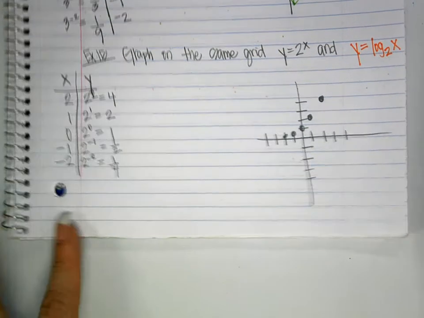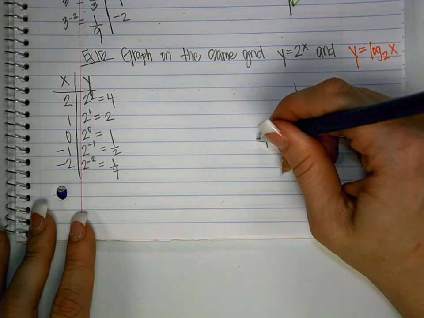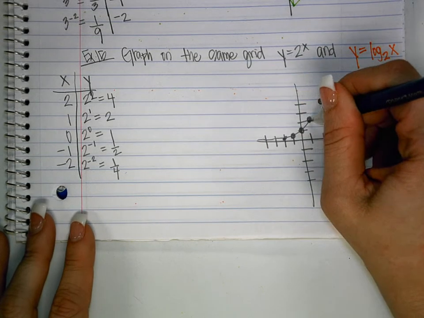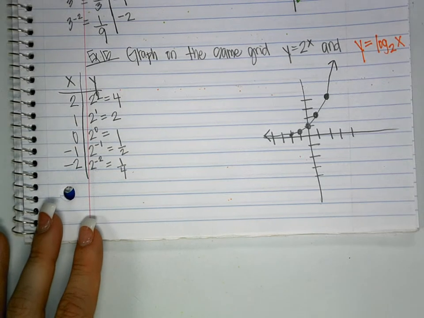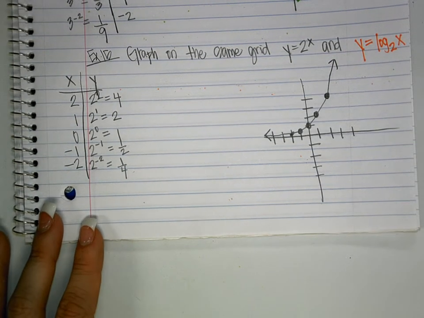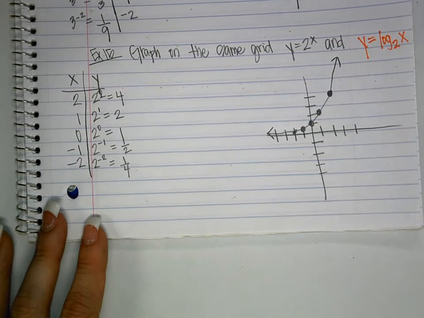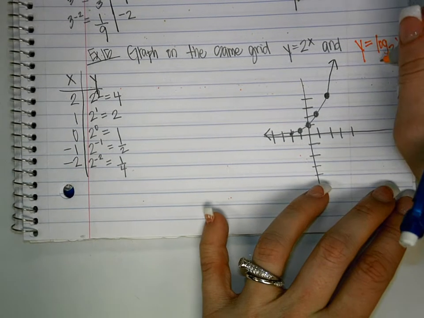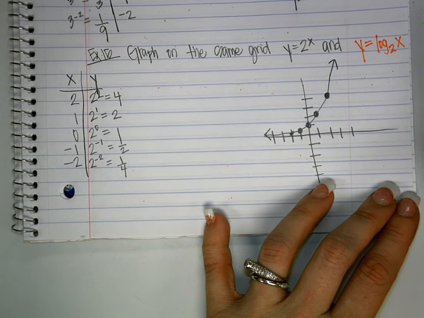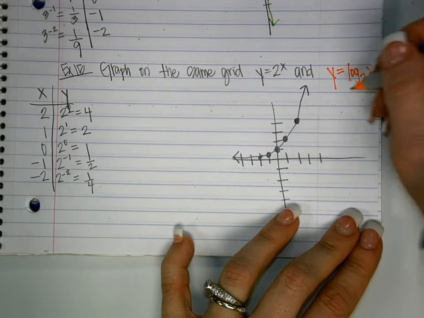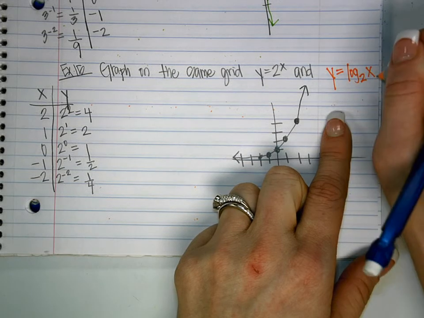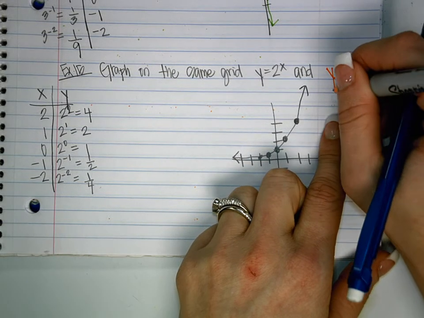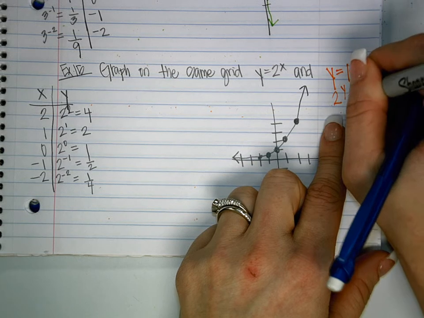So your exponential graph, remember, gets really close to the x-axis and then grows exponentially. It does not cross the x-axis. My log graph, first thing I need to do is change it to exponential form. So how do I write that in exponential form? Y is the exponent on 2, so 2 to the y equals x.